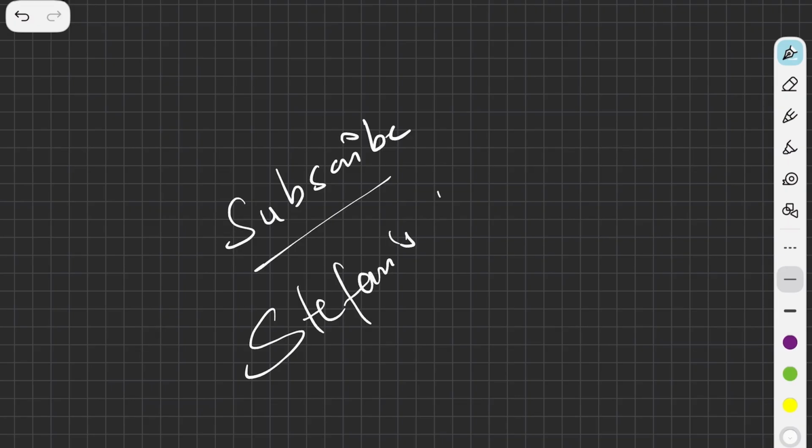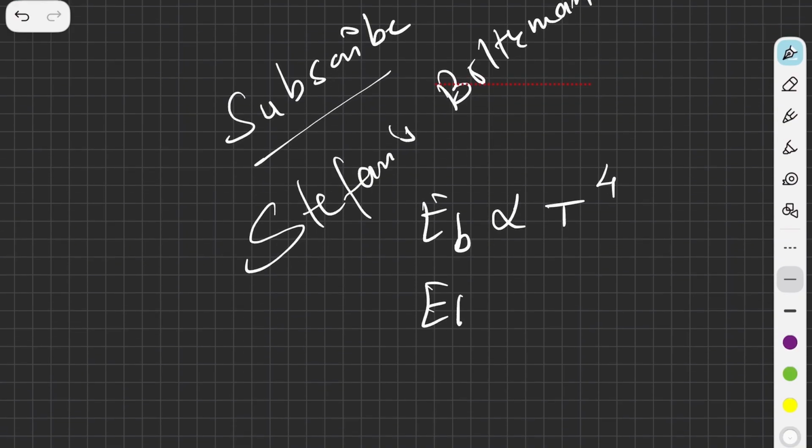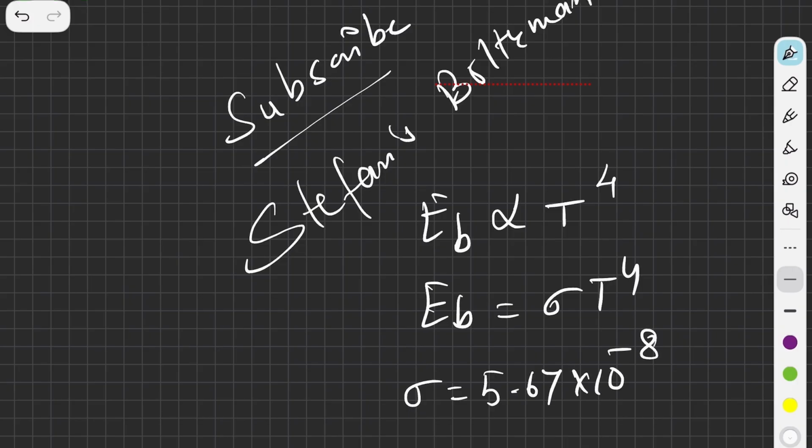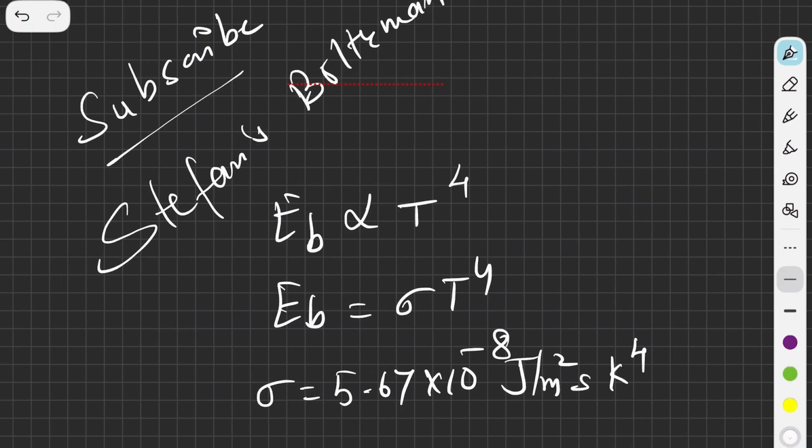The Stefan Boltzmann law is basically that the emissive power of a black body is directly proportional to the fourth power of absolute temperature, and in order to remove this proportionality sign we multiply by a constant, sigma T raised to 4. Sigma is Stefan's constant, and this value is 5.67 times 10 raised to minus 8 joules per meter square second Kelvin raised to 4. So this is the law on which today's problems will be based.